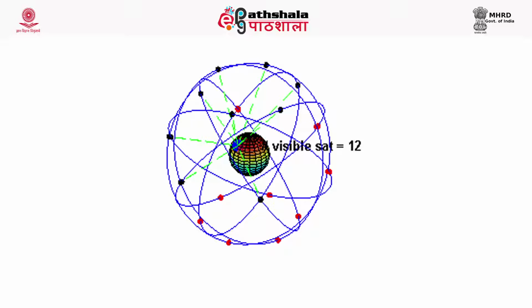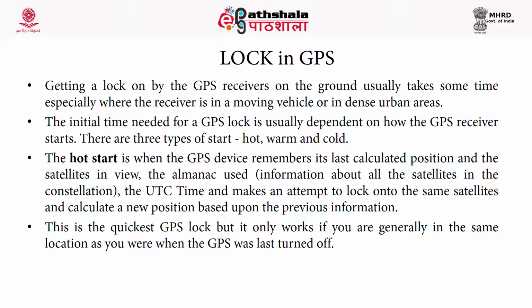The hot start is when the GPS device remembers its last calculated positions and the satellites in view, the almanac used, that is the information about the satellites in constellation, the universal coordinated time, and then it makes an attempt to lock onto the same satellites and calculate a new position based upon the previous information. This is the quickest type of GPS lock, but it works only when you are at the same location as you were last when the GPS was turned off.